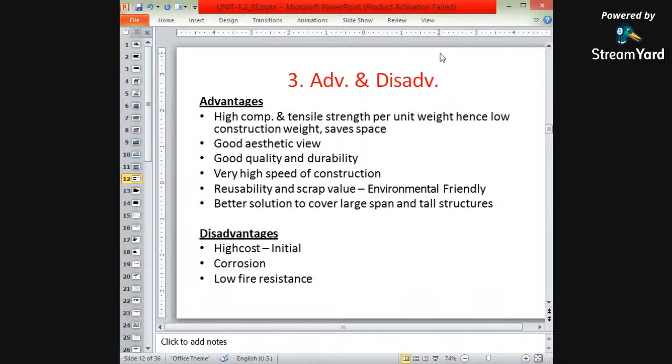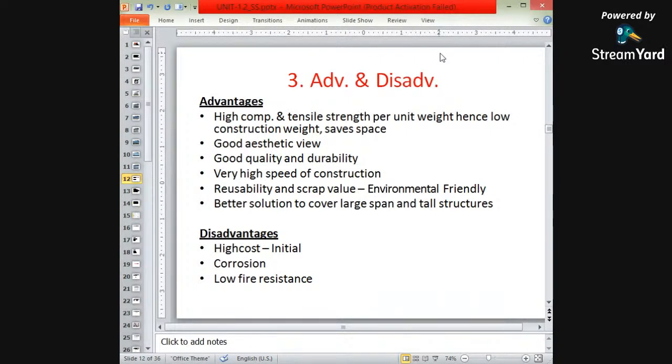Again, what is point number two? The aesthetic view is also good, because you have already seen in the previous slide the various structures made with the help of steel. The external view of steel structures is very good, because we can build structures in any shape and size. We can have different aesthetic views, and the aesthetic views are taken care of in steel structures.